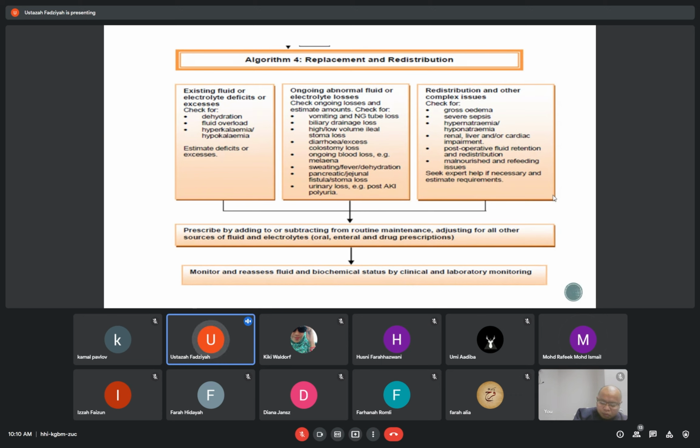If we already give the fluid resuscitation, then we can do the frequent reassess lah, check for any vomiting ataupun NG tube loss, biliary drainage loss, and then dia ada stoma loss ke, and then ongoing blood loss. Lepas tu then redistribution and other complex issues, we can check for any edema, severe sepsis, hyper or hyponatremia or any liver or renal impairment lah.